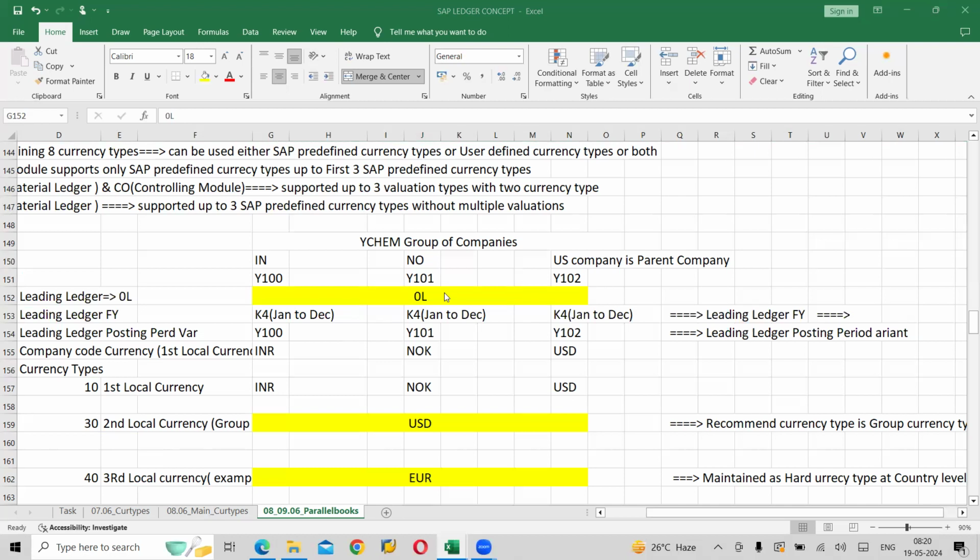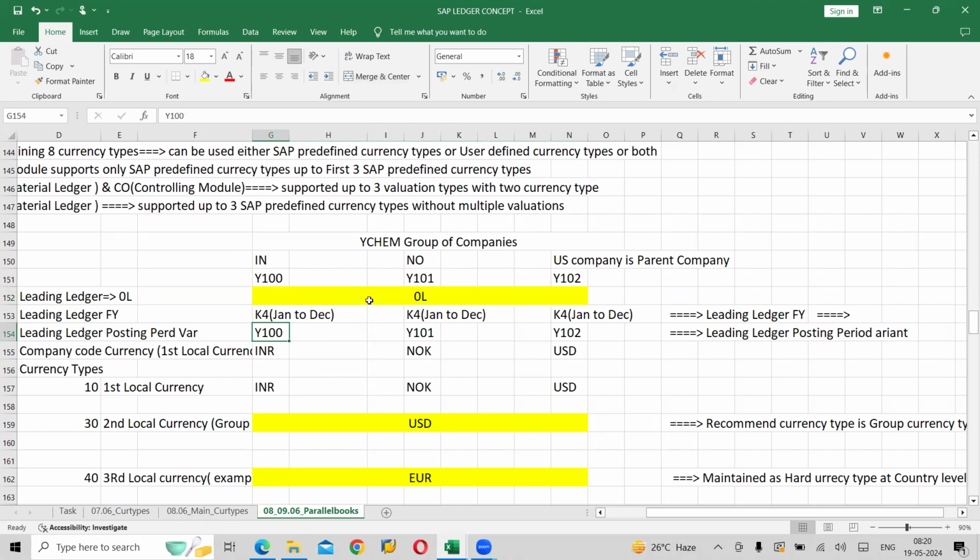What is my posting period variant? You can see the combination here: Y100, we are using the 0L ledger. We have created three different posting periods, Y100, Y101, Y102. So for Y100, what is my leading ledger? 0L. And what is my posting period variant? Y100.